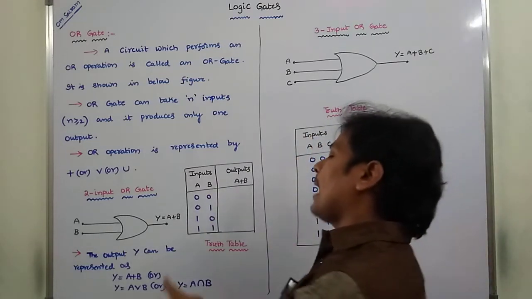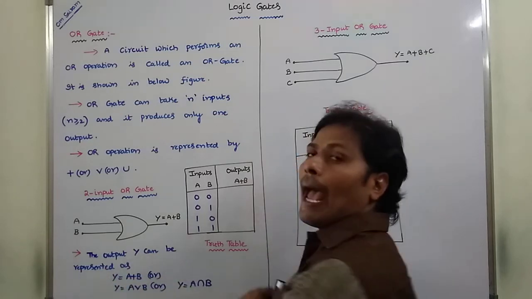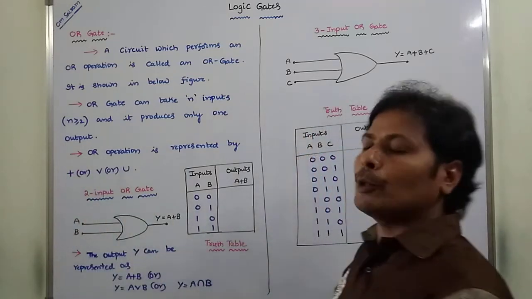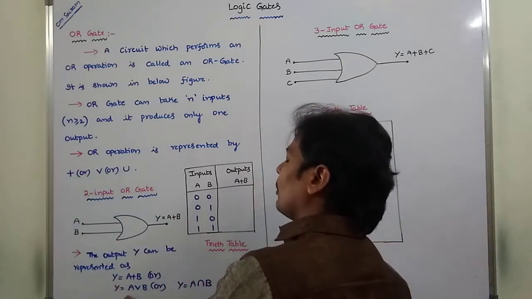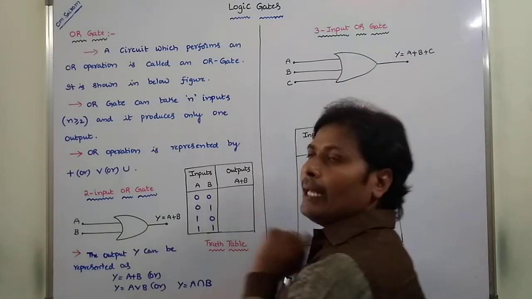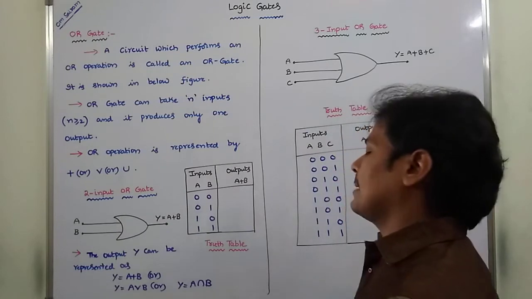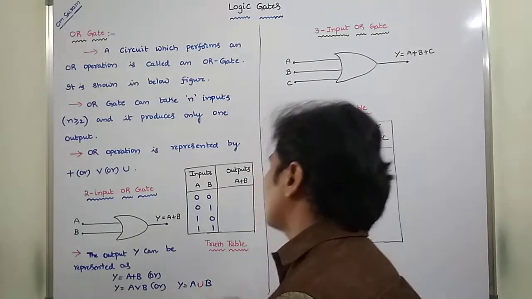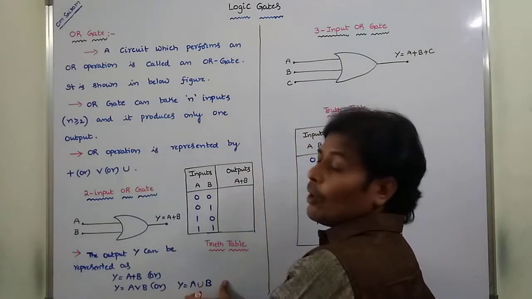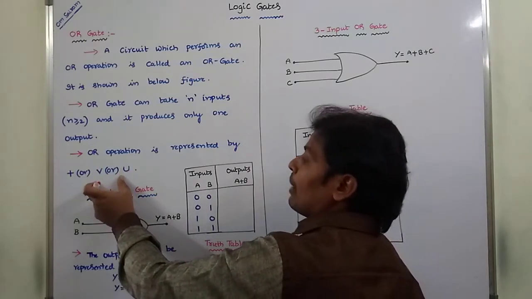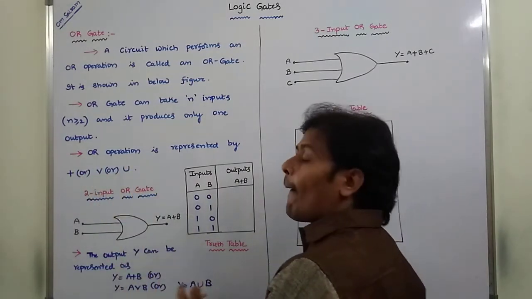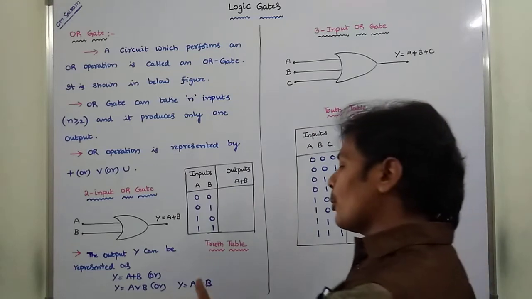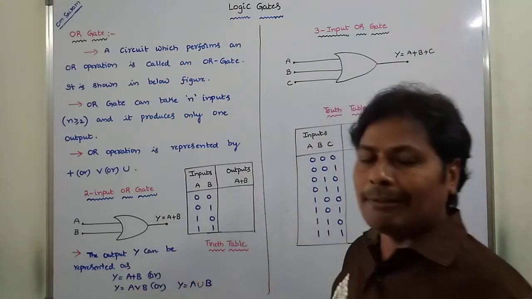Next, the output Y can be represented as Y is equal to A plus B. Here the plus symbol we have to use. Or Y is equal to A V B, this symbol we have to use. Or Y is equal to A union B, so the union symbol we have to use. By using these 3 symbols, we can represent the output of the 2 input OR gate: either A plus B, or A union B, or A capital V B.